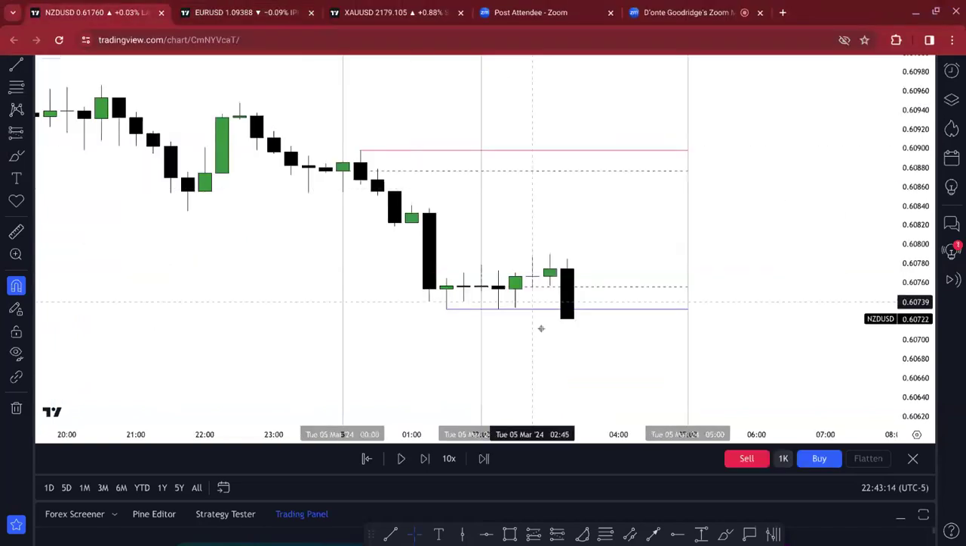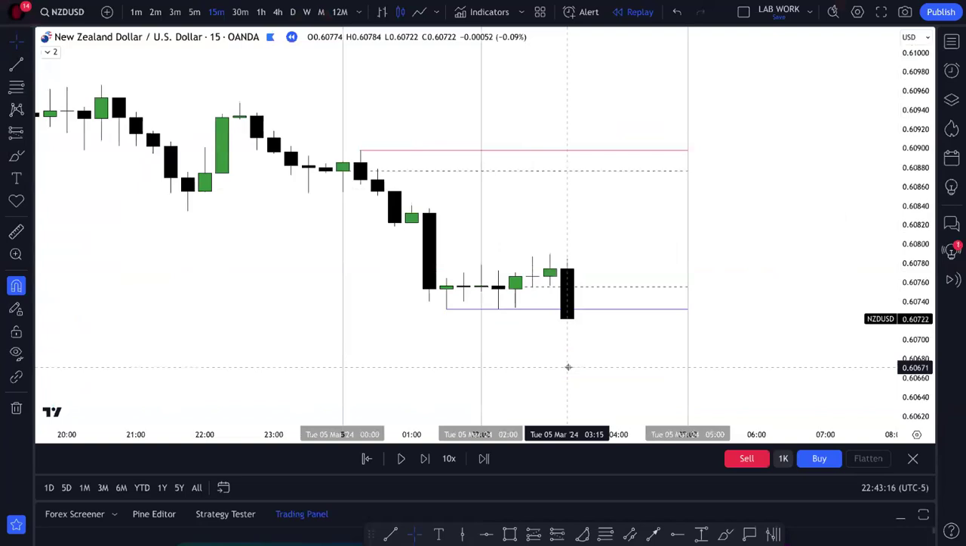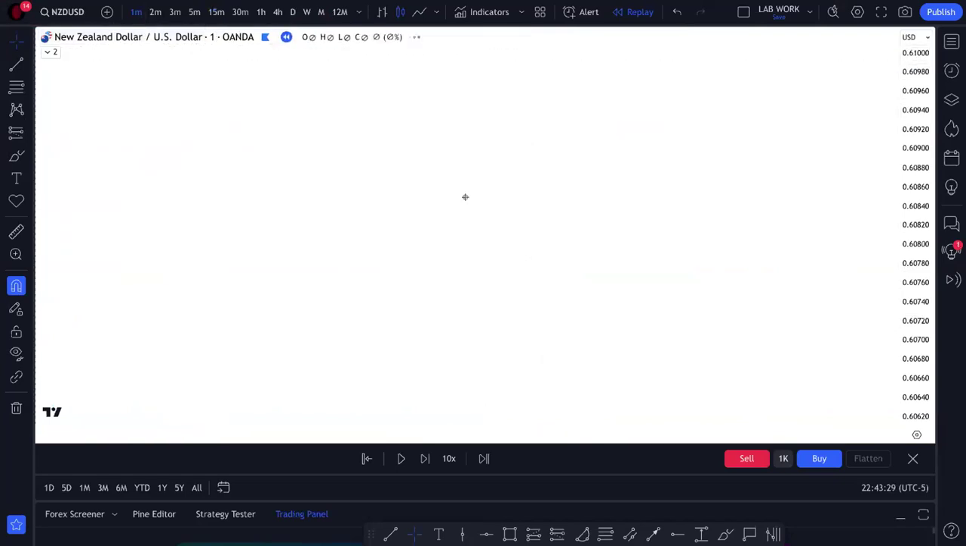So we just sidetracked, but swing low broken. Remember, dollar was down this week. We want to see New Zealand dollar go higher because dollar's weakening. So New Zealand dollar should be going up. So go down to the 1 minute time frame.